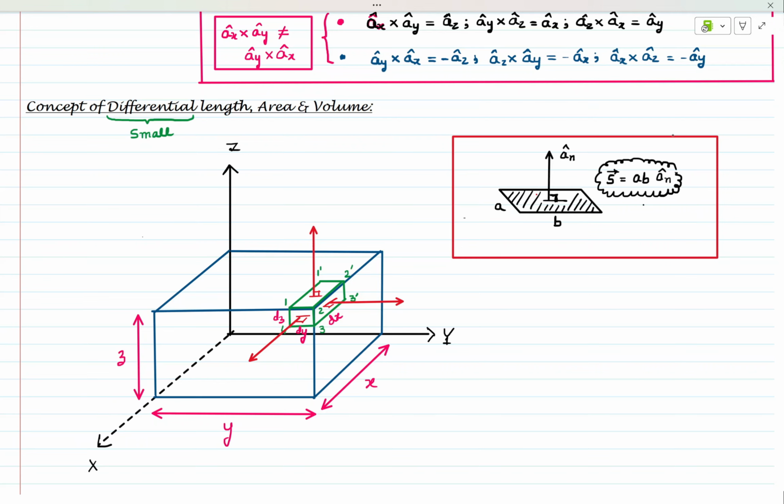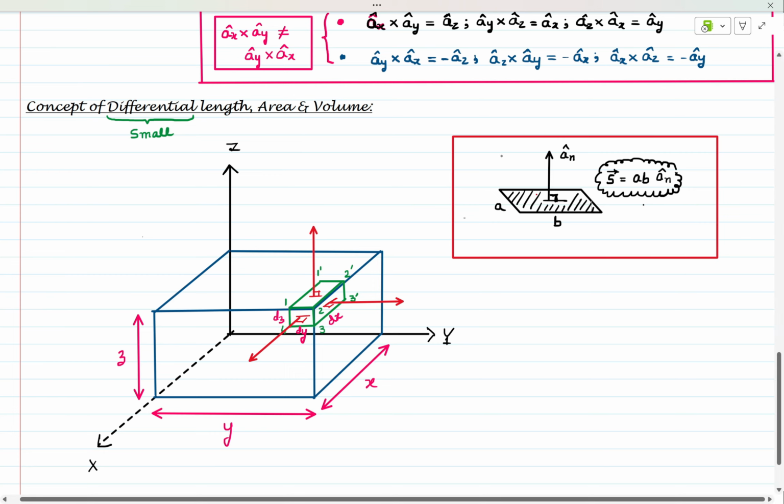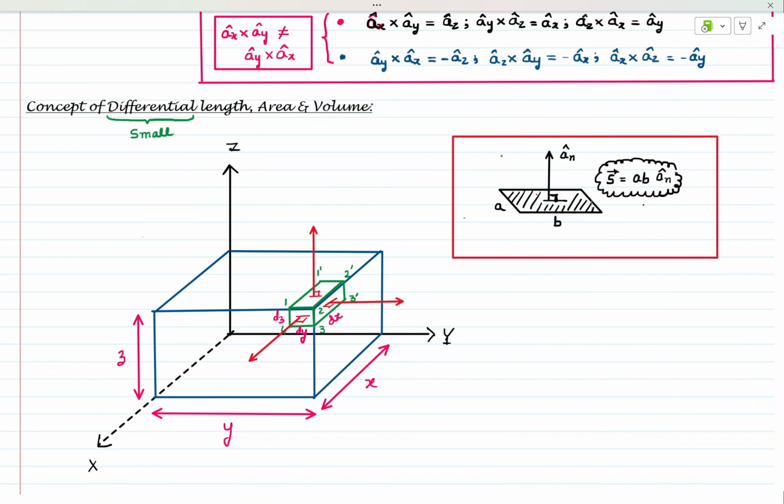In case of the normal area, you will only write the AB. In case of the area vector, you have to write the direction also, and for that you have to take the perpendicular above the area plane. Okay, so I am writing the important note here. That note is the direction of the area vector.